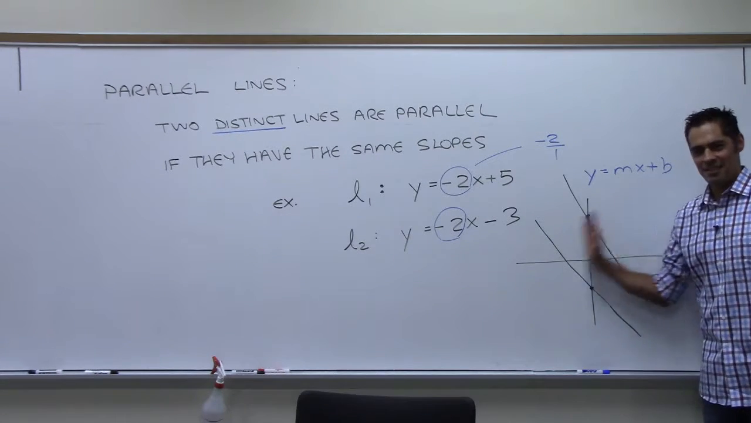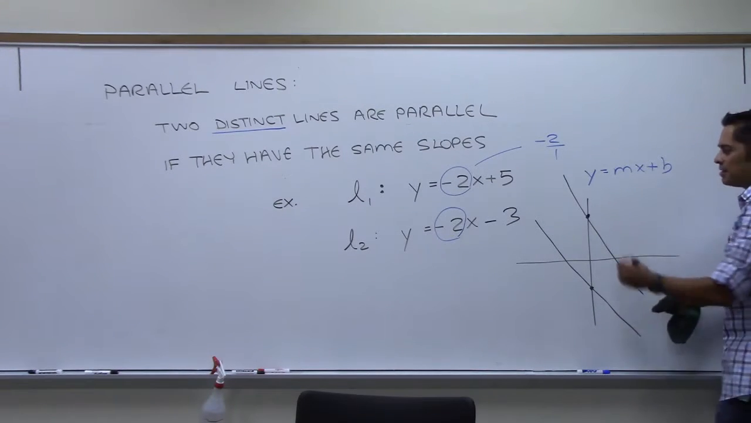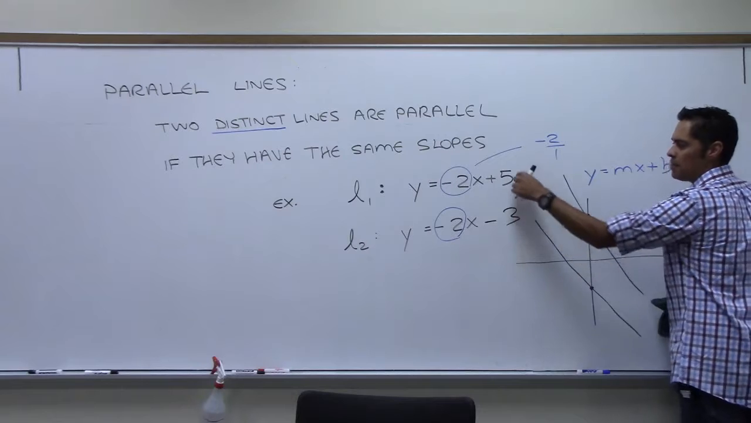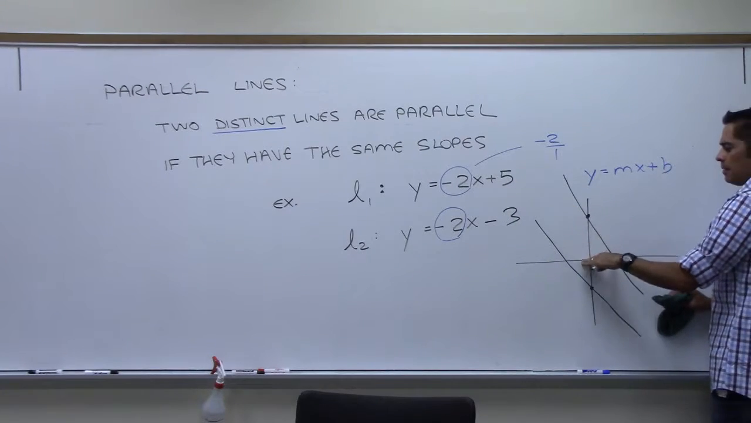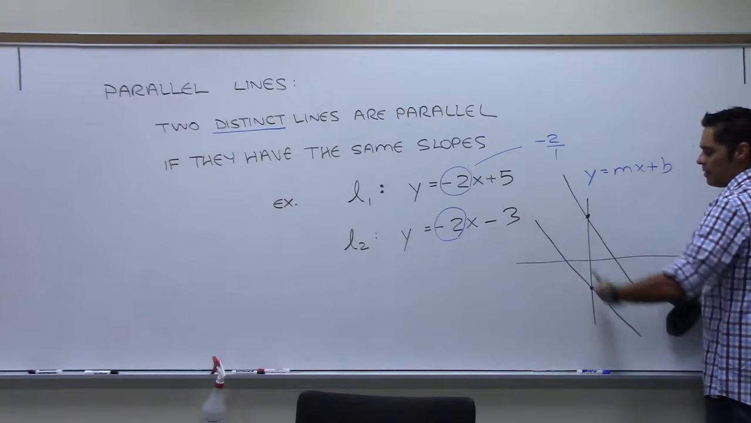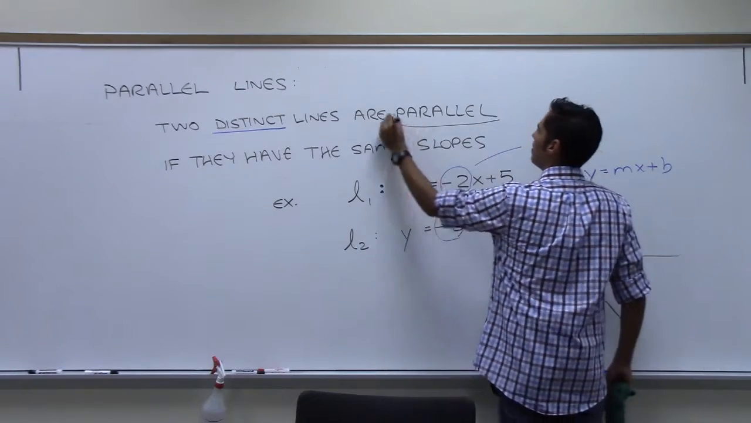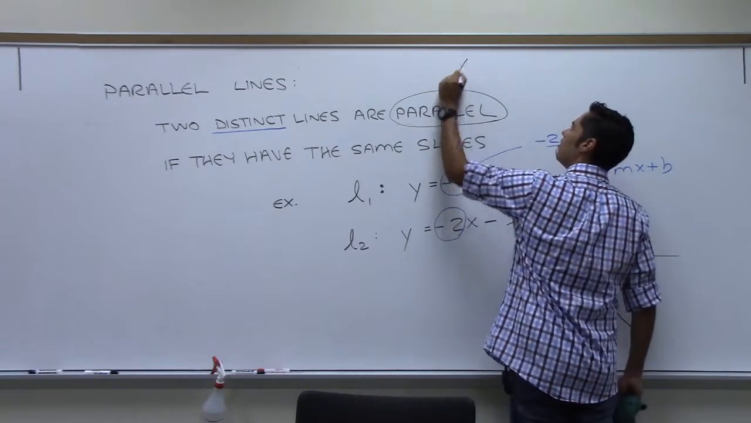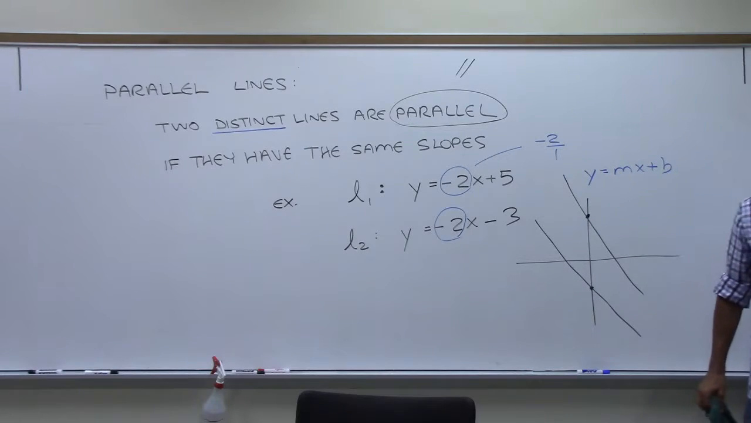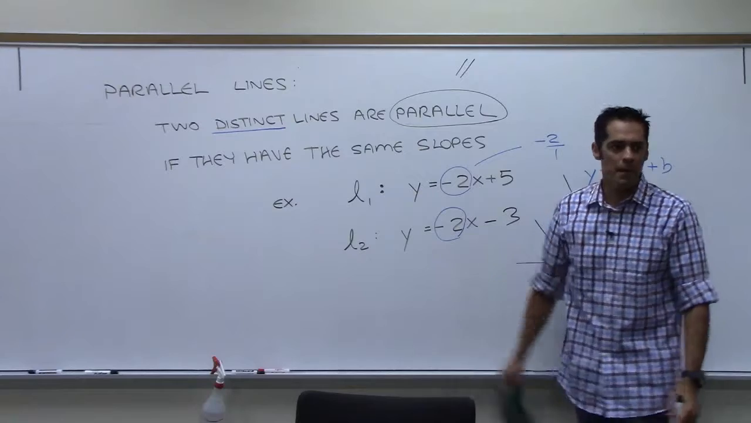Okay, those are straight lines, and they're supposed to be parallel. The idea here is that these are your y-intercepts, because that's your b. So it hits up here at 5. That's this one. This one hits down at -3, and the slopes are the same, so they should be parallel. Sometimes you'll see me abbreviate parallel with this symbol, meaning parallel. If you ever see me use that, that's my little shorthand notation for parallel.